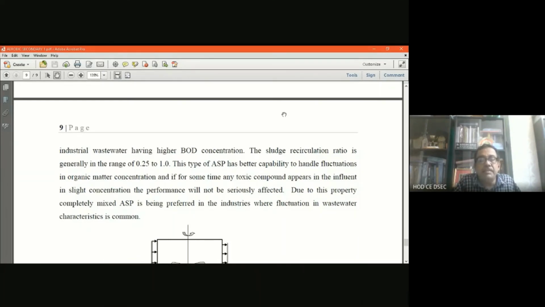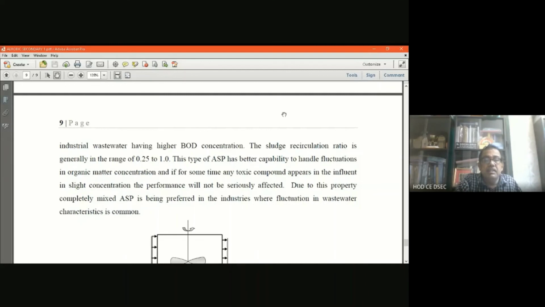This type of activated sludge process, the completely mixed reactor, has better capability to handle fluctuations in organic matter concentration, and if toxic compounds are present, it will handle them also. Basically it is applicable for industrial wastewater, not for domestic purposes. Due to this property, completely mixed ASP is preferred in industries where fluctuations in wastewater characteristics are common.